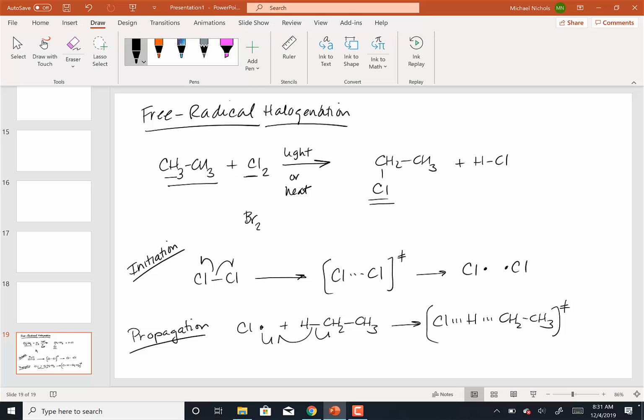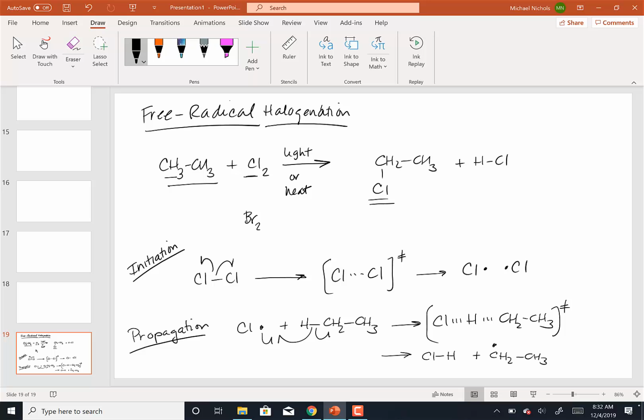Again, the transition state is going to show the bonds that are breaking and the bonds that are being made. So this is the transition state that then leads me to forming HCl and a CH2 dot CH3. So now I've just made a primary radical.